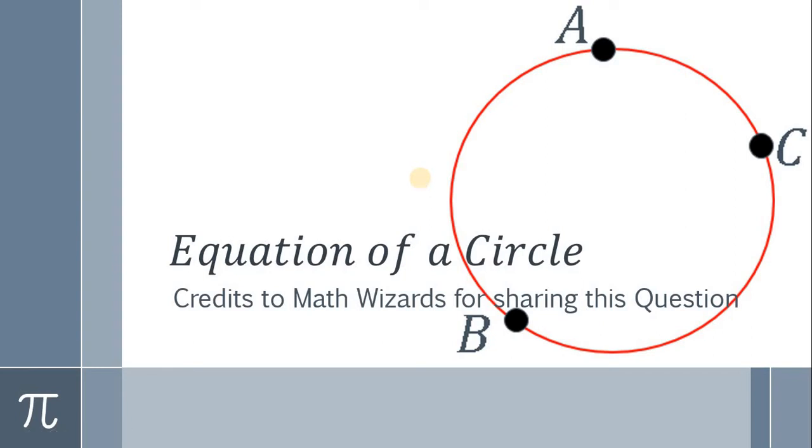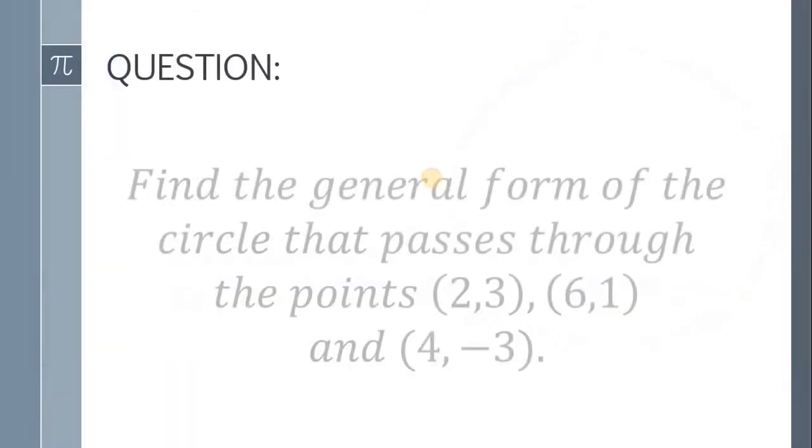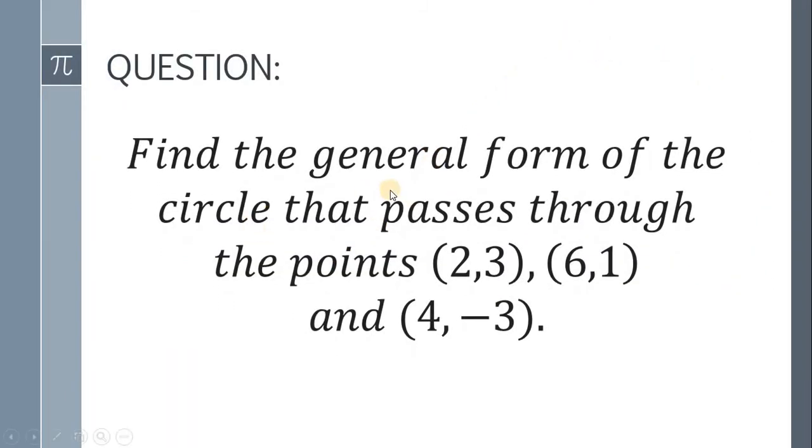Good day everyone. Let's try to answer some math problem posted on Facebook. And also credits to Math Wizard, a Facebook page for sharing this wonderful question. So let's start. Here's the question. Find the general form of the circle that passes through the points (2, 3), (6, 1), and (4, -3).